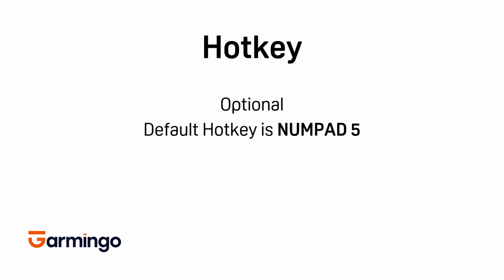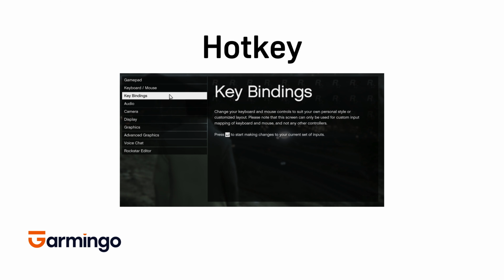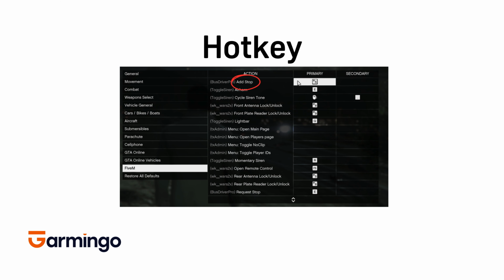Step 3. Set the keybind for the Stop tool. This step is optional and you only have to do it if you do not want to use the default hotkey, which is numpad 5. In FiveM, open the settings and under your keybinds look for Add Stop and set it to the key of your choice. That's it. The Stop tool is now enabled and configured.